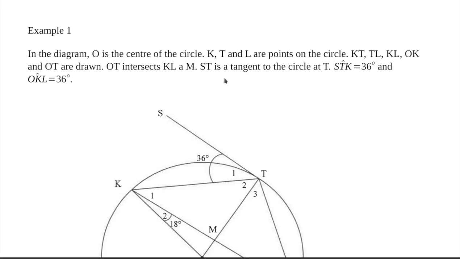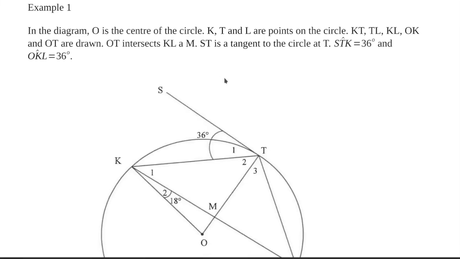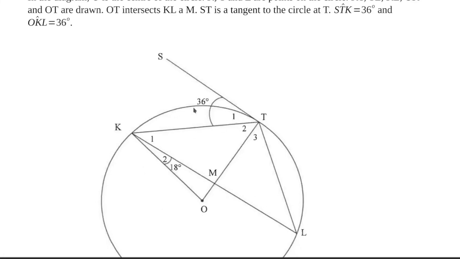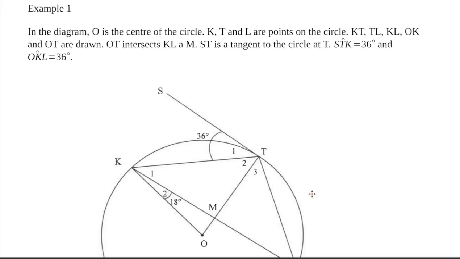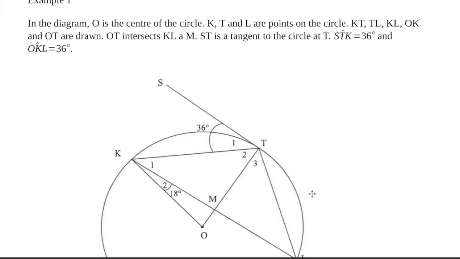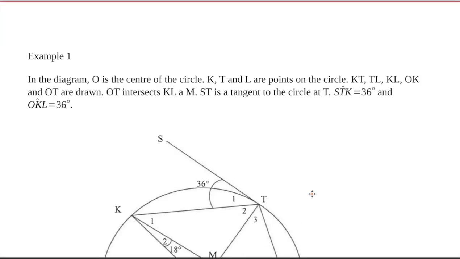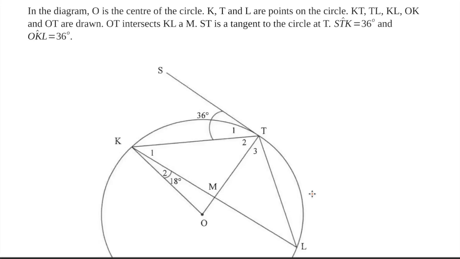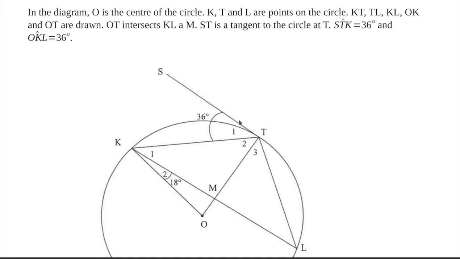In the diagram, O is the center of the circle. K, T, L are points on the circumference. KT, TL, KL, OK and OT are drawn. OT intersects KL at M. And then ST is a tangent to the circle. This one is a tangent. Let's just label it as a tangent.